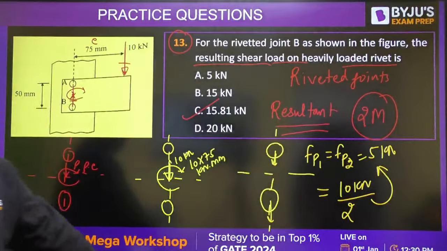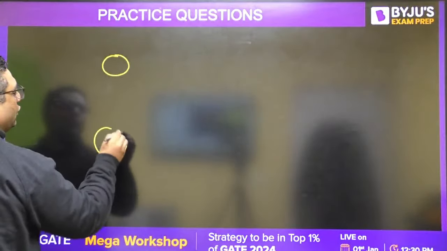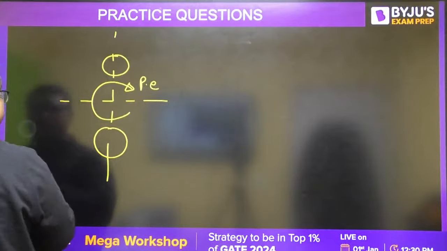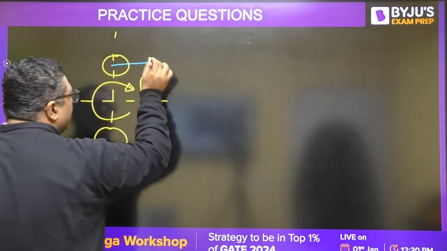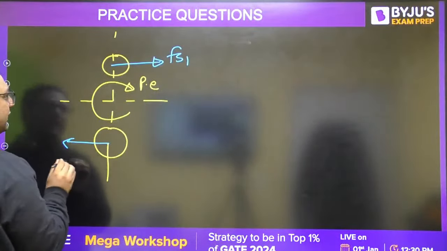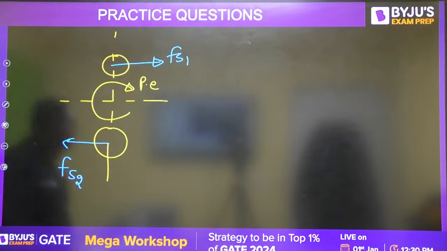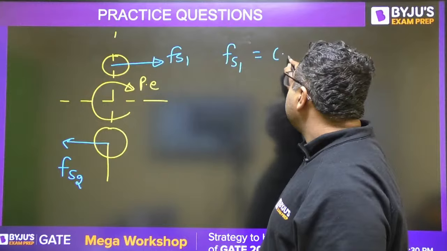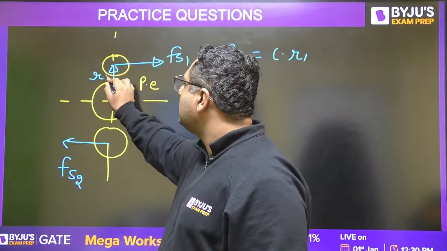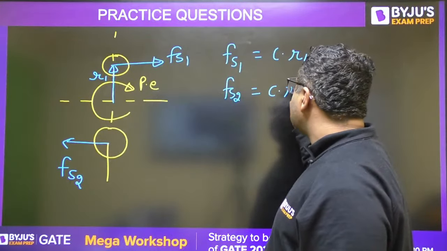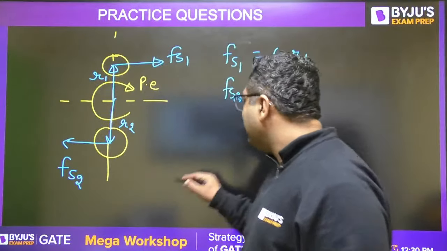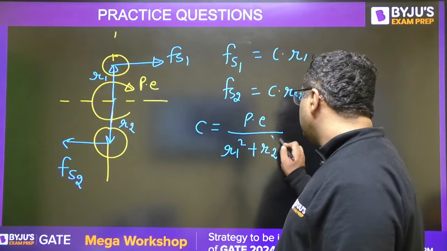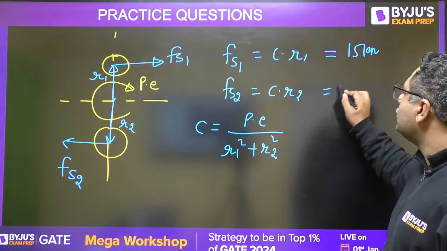Then we will find out the secondary forces. So if we have this as rivet 1 and this as rivet 2, you would have a couple acting like this, P into E. Because of that, you would have one secondary force like this and another secondary force like this, FS1 and FS2. We find FS1 as C times R1, where R1 is this distance. Similarly, FS2 is C times R2, where R2 is this distance. The C value will be P into E divided by R1 square plus R2 square. Putting in the values, you will get this to be 15 kilonewton.